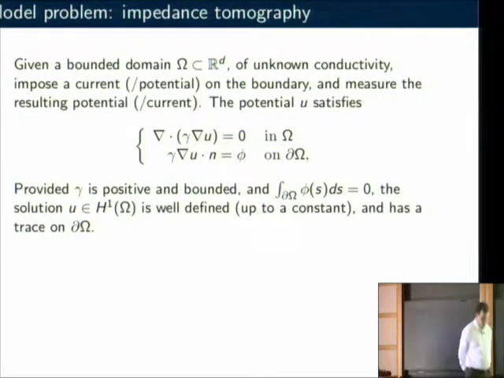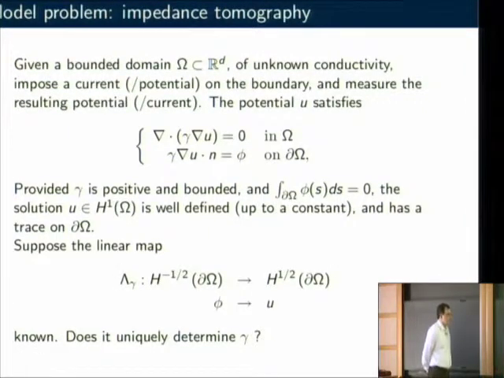So if gamma is a positive bounded function or matrix, and if you say that the sum of currents equals 0, so that your problem has a solution, because you have a kernel, then you have a solution U, which is well defined up to a constant, and it's in H1, so it has a trace on the boundary in H1/2. Very good. Now you vary phi, and you obtain different U's, and that's a map from the boundary to the boundary. This is a Neumann boundary condition, and this would be a Dirichlet boundary condition. So it's a Neumann to Dirichlet map.